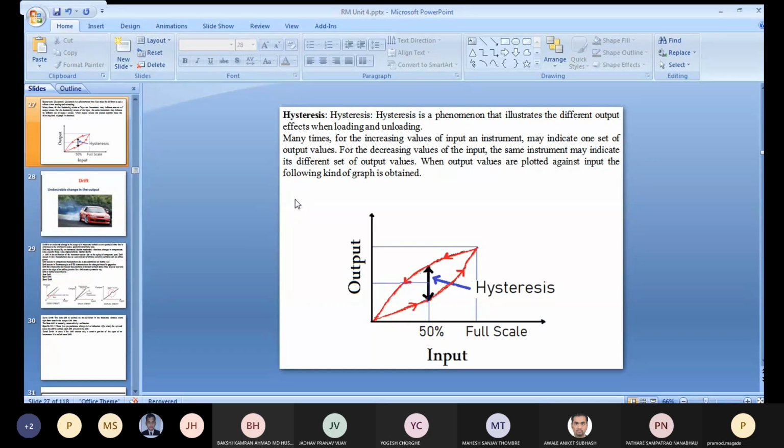For increasing value of input, an instrument may indicate one set of output values. For decreasing value of input, the same instrument may indicate a different set of output values. When output values are plotted against input, the following kind of graph is obtained. So it is just like an example.